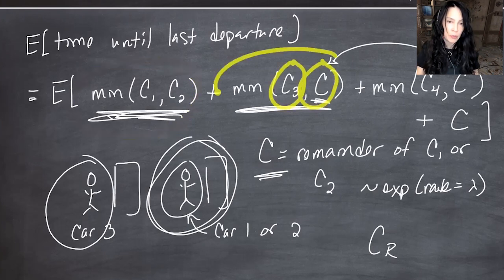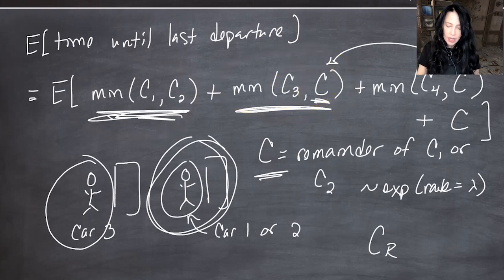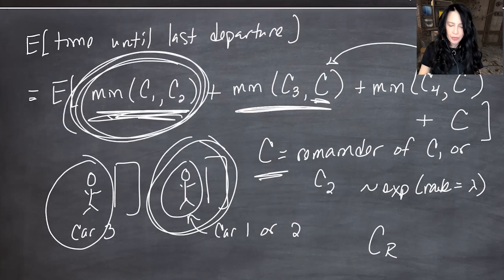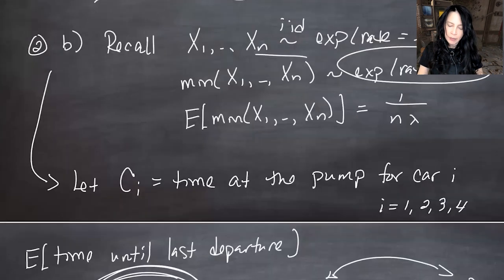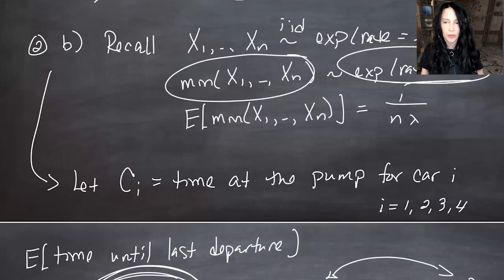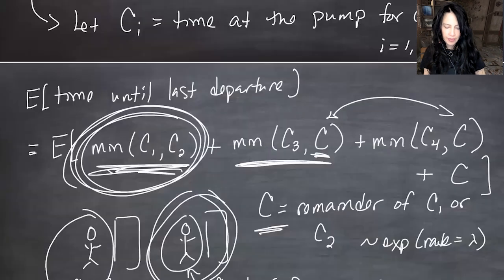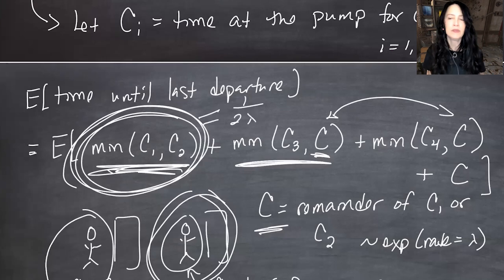The minimum of those is the minimum of 2 exponentials. So for example, this first minimum is an exponential distribution with rate 2 times lambda. So I'm using the fact that the minimum of n exponentials is exponential with rate n lambda. So this thing in the circle here is 1 over 2 lambda. And so you just have to put all the pieces together.